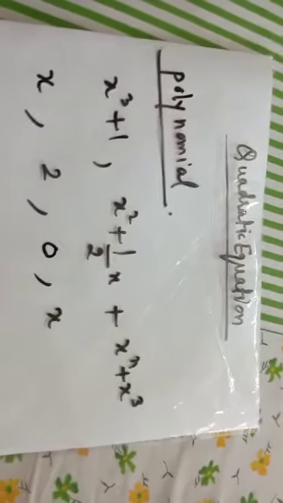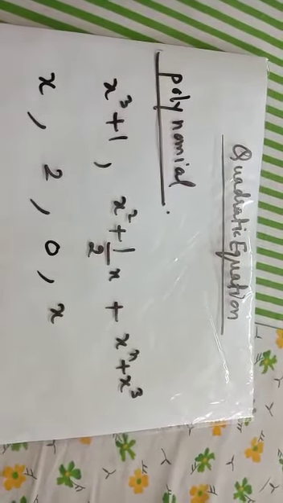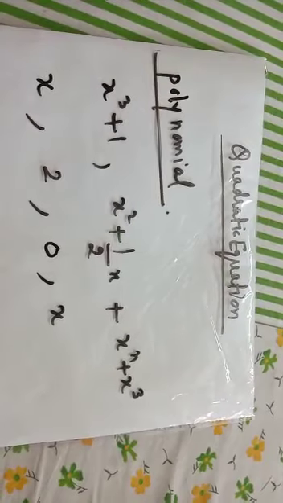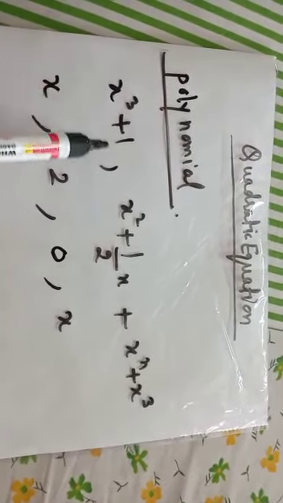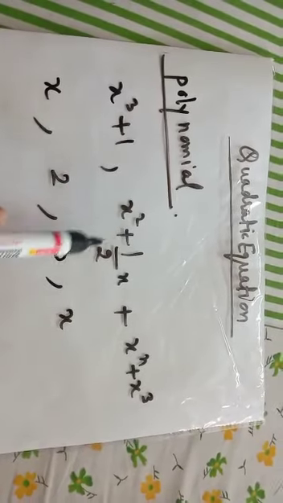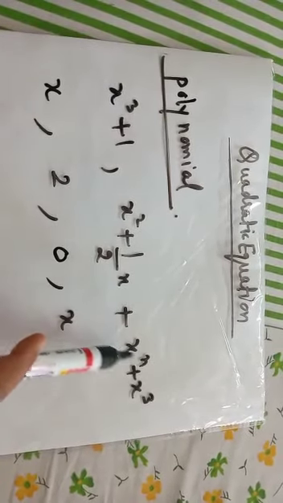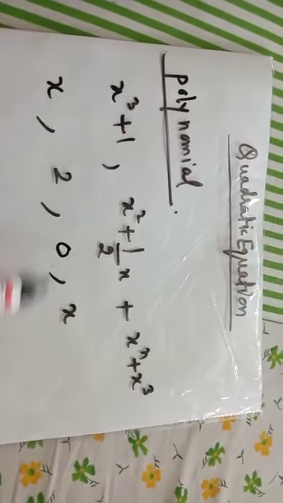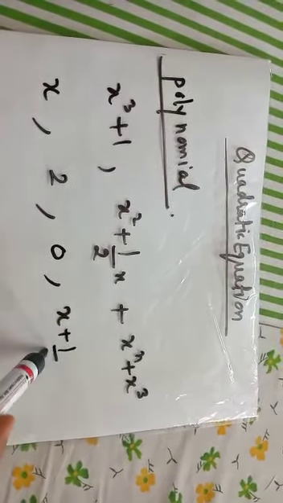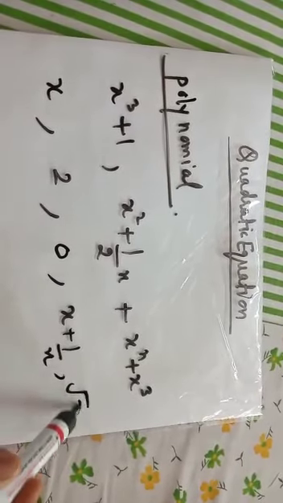We are beginning with a new concept, which is quadratic equation. Let us go back to our polynomials and try to figure out what polynomials are. I have written a few examples: x cube plus 1, x square plus 1 by 2x plus x to the power n plus x cube, x 2, 0, x plus 1 by x. Then I have written root x.